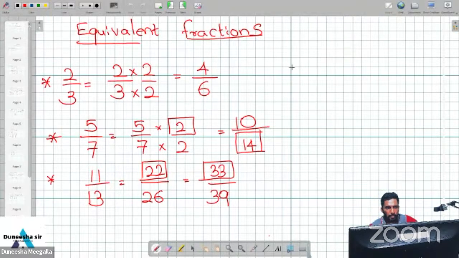How do we get an equivalent fraction? 2 over 3, multiplied by both numerator and denominator by 5. Can you tell me what the fraction is?